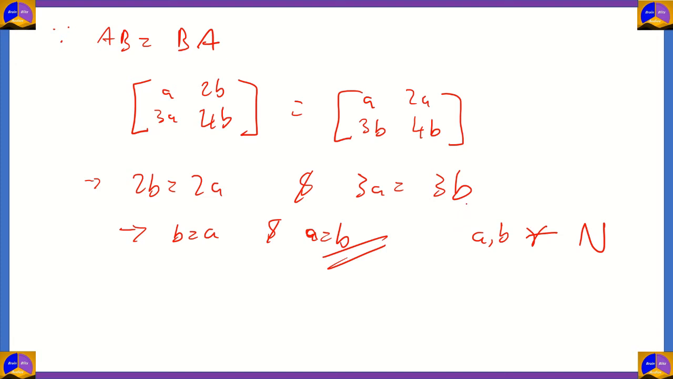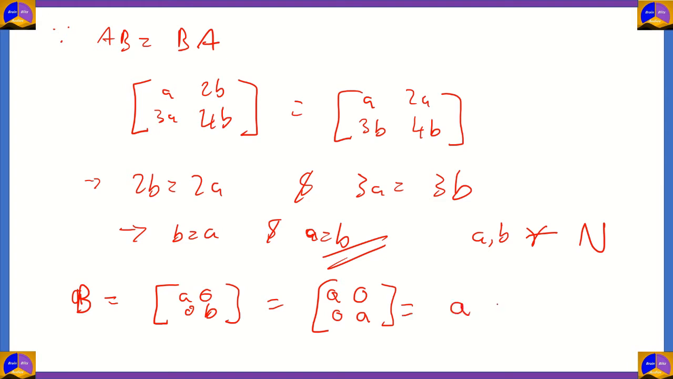So when a equals b, you can write the matrix B, capital B, as equal to a, 0, 0, b. So we can substitute b by a, so that is a, 0, 0, a. So a, 0, 0, a can be written as small a times 1, 0, 0, 1, which is the identity matrix for the second order. So a times I2 will be the value of the matrix B.